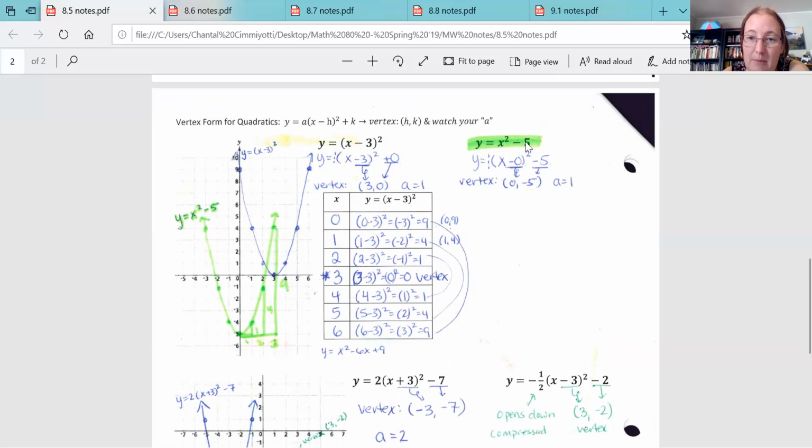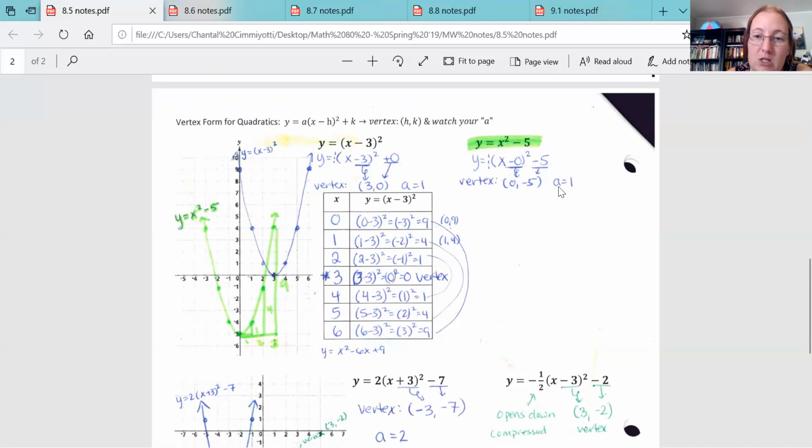Alternatively, you could do a t-table, and what you'll realize is that your vertex, where it's centered about, is 0, and it would be -5. When you plug in 0, you would get -5, and then you can plug in points on either side of 0. And so you'll see that you'll end up getting these points that are in green here.